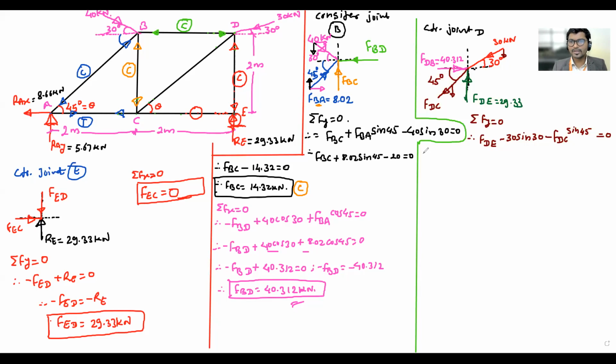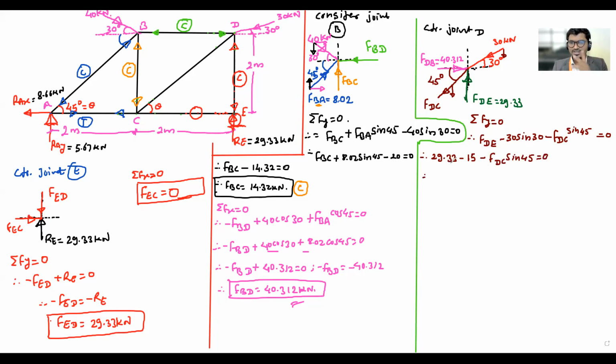Put in the values that are known. Therefore F DE we know is 29.33, minus 30 sin 30 means 15, minus F DC sin 45 is equal to 0. Therefore how much is it?